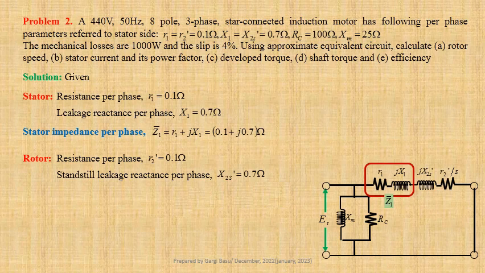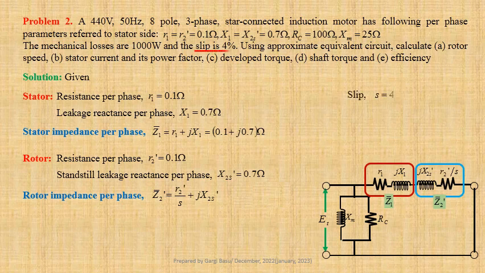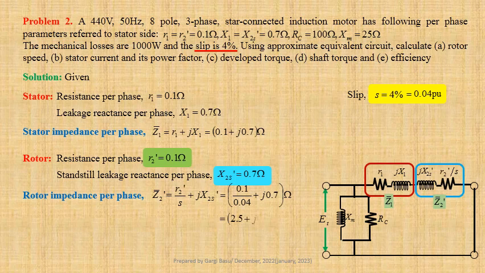For any value of slip S, rotor impedance per phase referred to the stator Z2 dash equals R2 dash by S plus jX2S dash, given slip S equals 4%, that is equal to 0.04 per unit. Therefore, Z2 dash equals 0.1 by 0.04 plus j times 0.7 ohm. That gives us 2.5 plus j times 0.7 ohm.